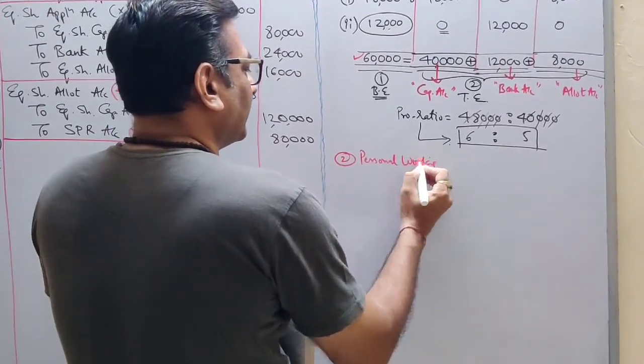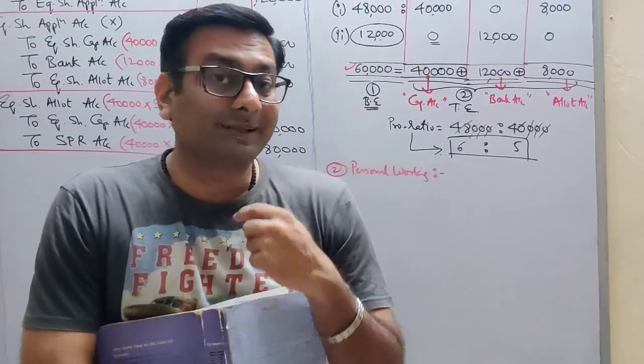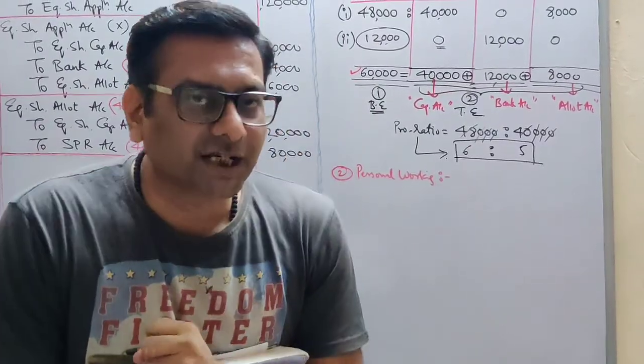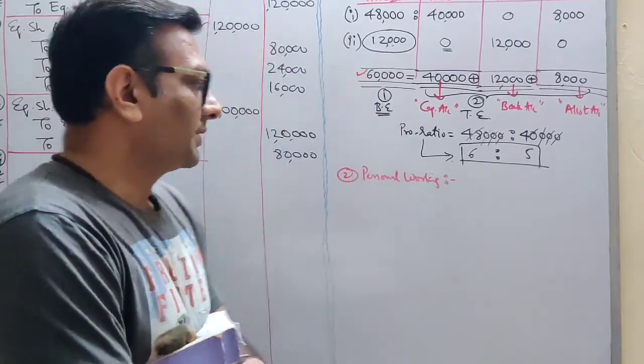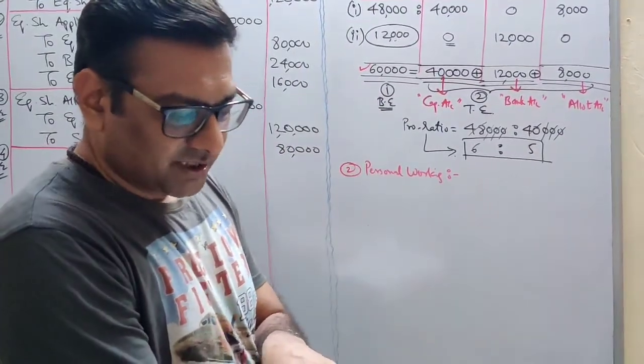Personal working. Remember, students, when you will be doing this personal working note, I am repeating the 2 conditions. Number 1, it is a pro rata sum. Number 2, there is an arrear in allotment. Okay. Now let's read the question. Who is that person who made an arrear? Ramesh.